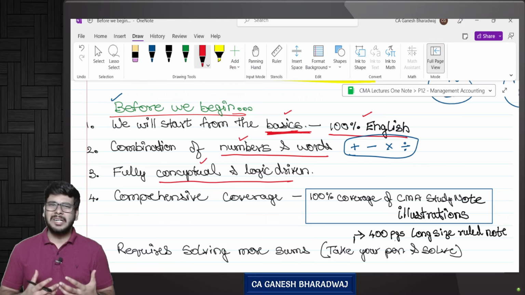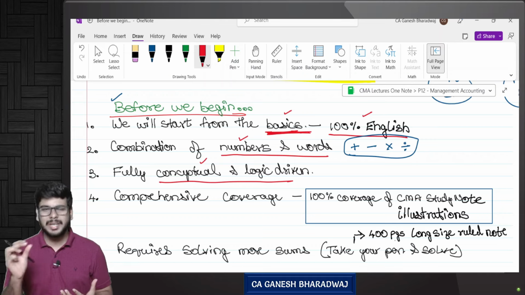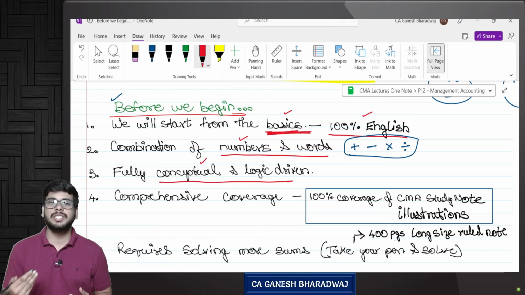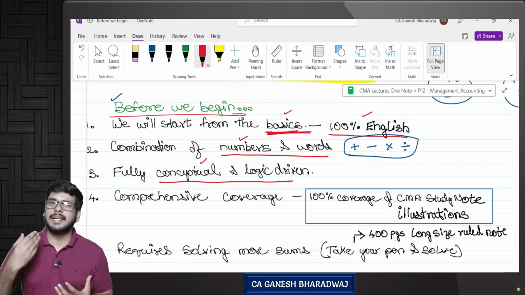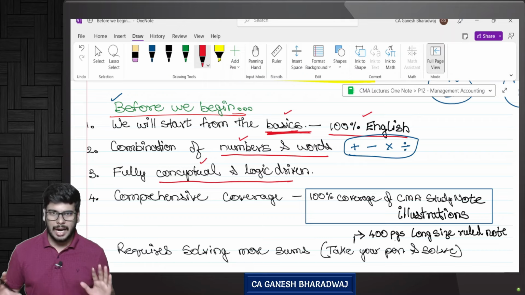It's a core paper. There is no scope for mugging up. Everything is logical. And for every particular step that we are going to do in every solution, there is going to be a logic that is hidden inside it. That is what I'm going to unearth, and I will explain clearly why we are doing all these concepts. Are you clear with it?